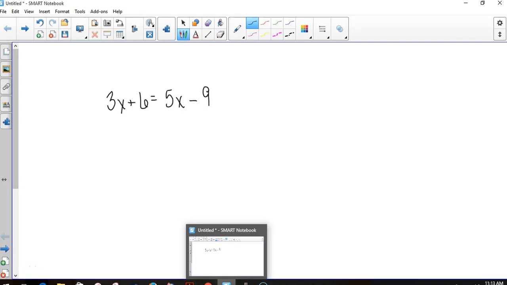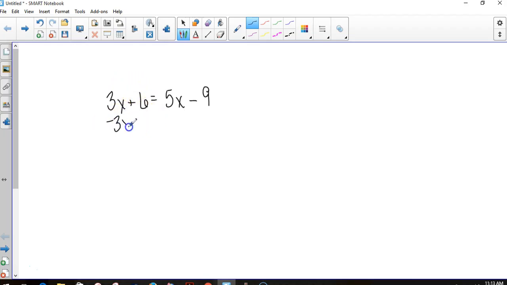Earlier in the semester, we looked at solving linear equations. When you're solving a linear equation, you have one unknown, where that unknown, that variable, is raised to the first power. So 3x plus 6 equal to 5x minus 9 would be an example of a linear equation. And we can solve this linear equation following the steps that we use for all linear equations.